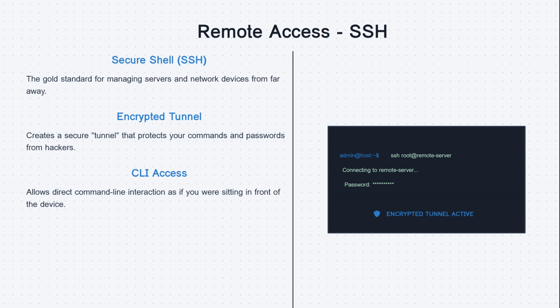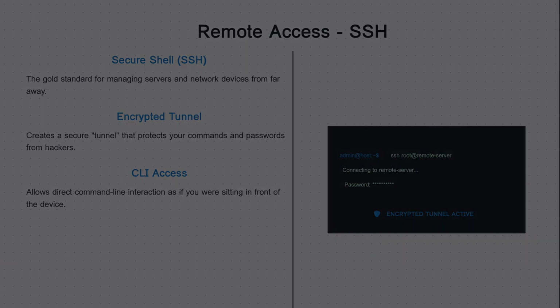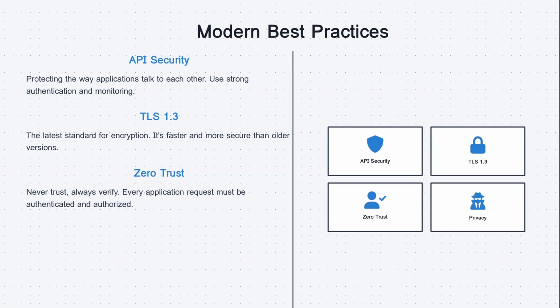In 2026, application layer security is more important than ever. Like API security: most apps talk to each other via APIs, so keep them locked down. Then always encrypt. Use the latest standards like TLS 1.3 for everything. And lastly, zero trust. Don't trust an application just because it is on your network. Verify every request.